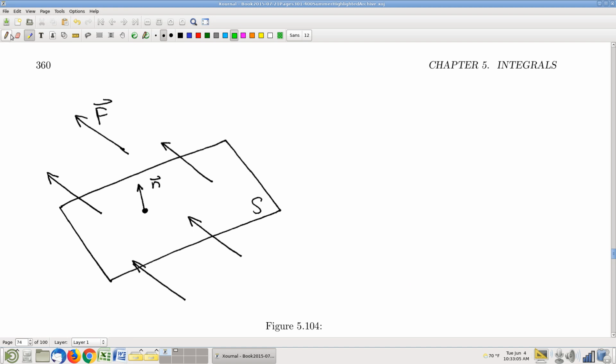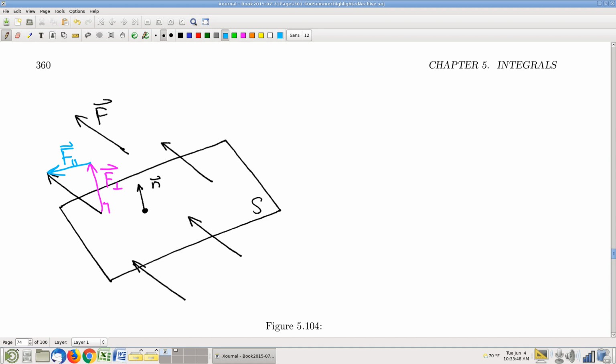We need to look at this vector field and identify two separate parts of it. On the one hand, there is the part of the vector field that is actually perpendicular, namely in the same direction as the normal vector. This is what I'm going to call F perp. And on the other hand, there is the part of the vector field that is parallel to the surface. I'm going to call that F parallel. The vector field itself is the sum of these. There's always a unique way to do this.